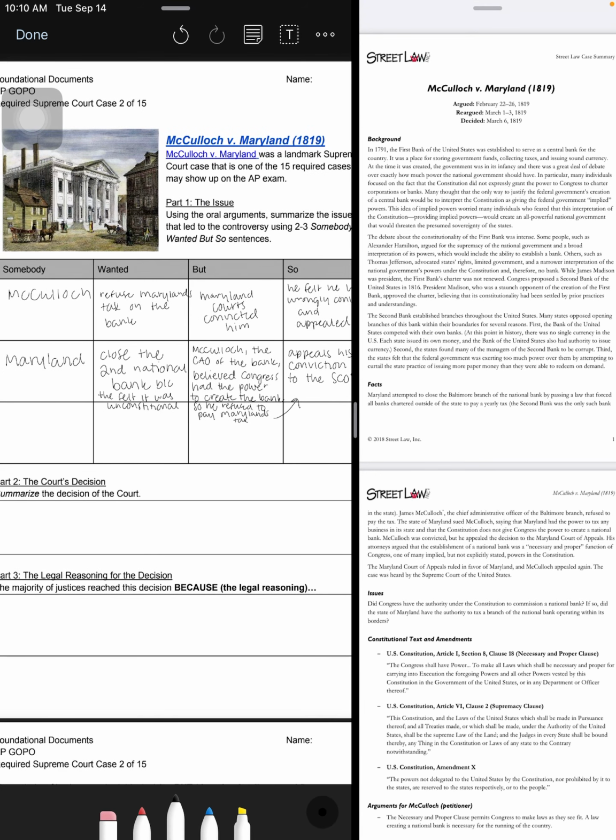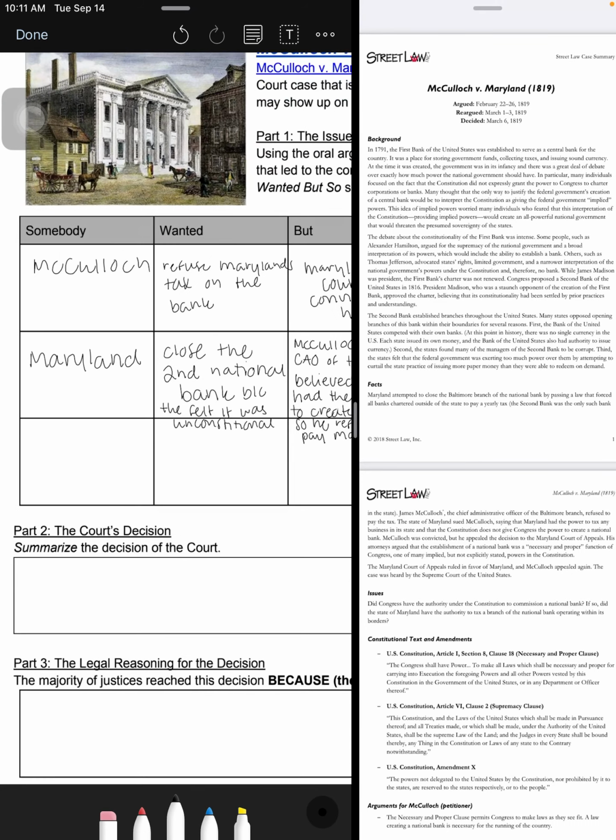Now for our third subject, we could either use McCulloch or Maryland again, or in the background information, they talked a little bit about a few other people or a few other groups of people. So they talk about Hamilton, Jefferson, Madison, the people, and this whole idea of implied powers. So I would pick one of those subjects for my third sentence. So maybe I choose Hamilton, right? You can choose whoever you want.